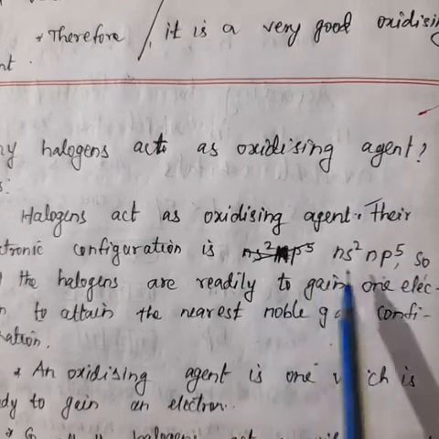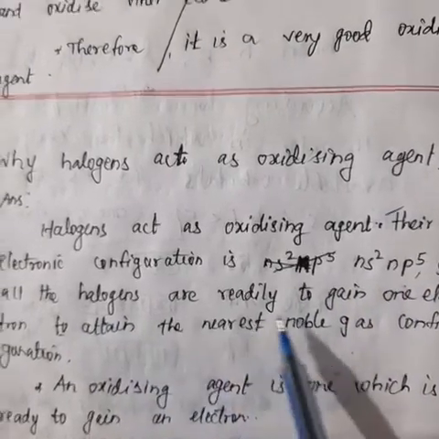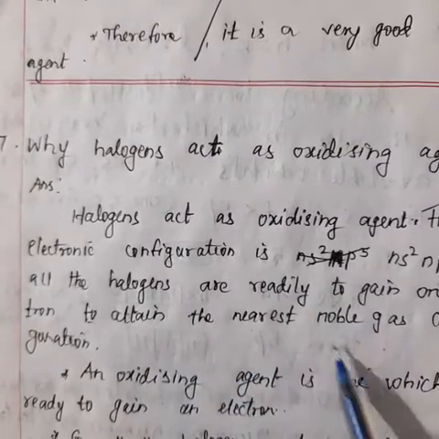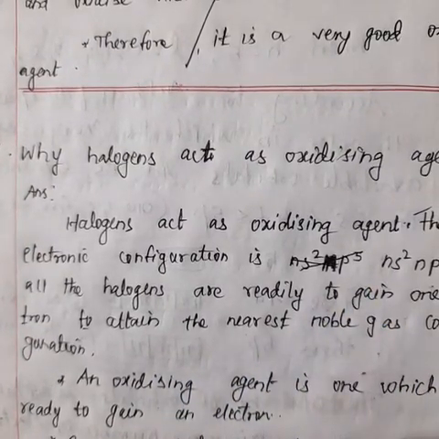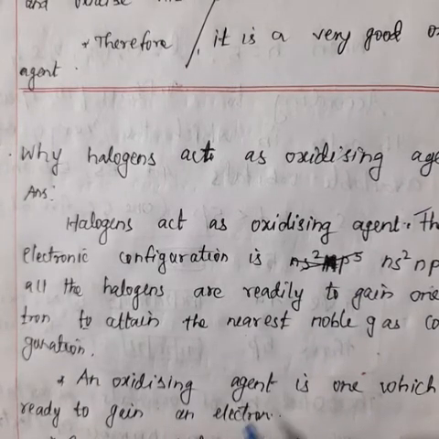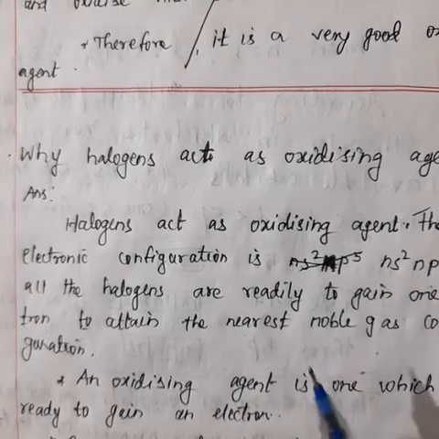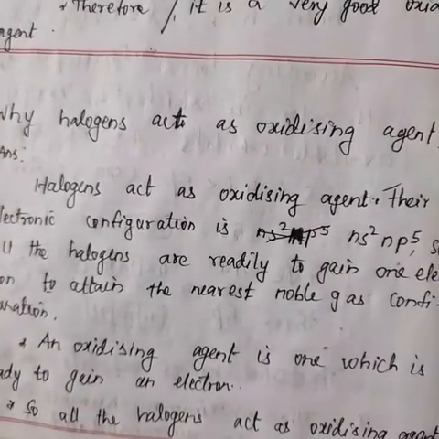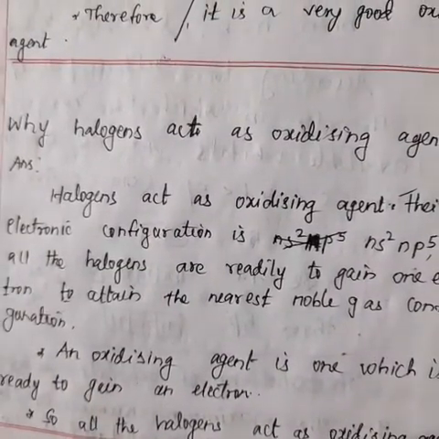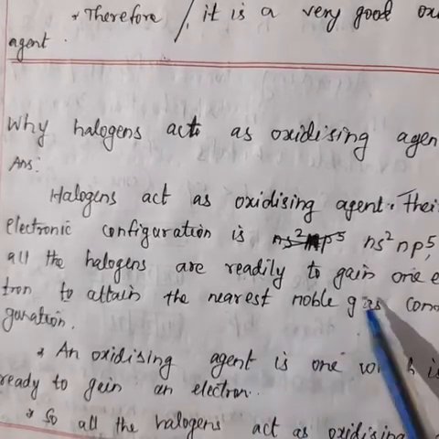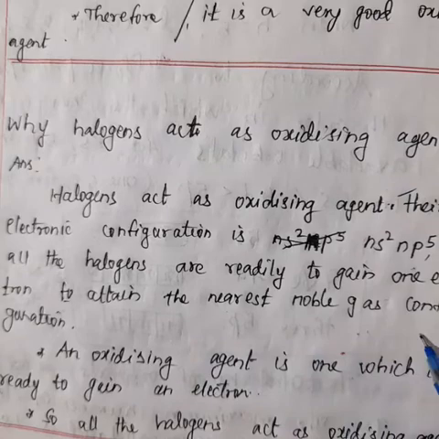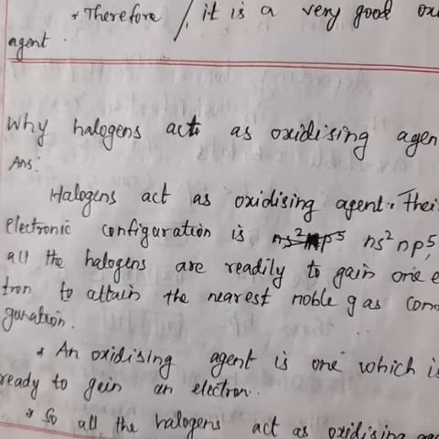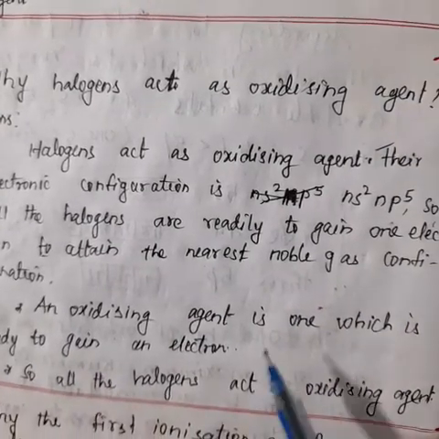So all the halogens are ready to gain 1 electron to attain the nearest noble gas configuration. ns2 np5 means totally 7 electrons are in the outermost shell. So these halogens are ready to gain 1 electron from any other atoms to attain the nearest noble gas configuration. Understood? An oxidizing agent, what do you mean by oxidizing agent?